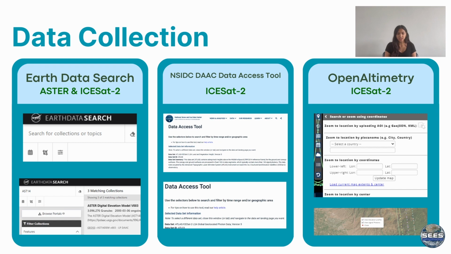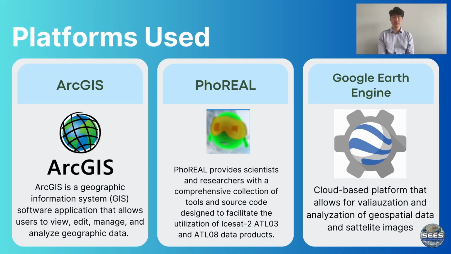We used Earthdata Search to get both ASTER and ICESat-2 data, and the Data Access tool and OpenAltimetry to get ICESat-2 ATL03 and ATL08 data products. We used three software tools to process and visualize our data: ArcGIS, PhoREAL, and Google Earth Engine. ArcGIS was used to create flood risk assessment maps through DEM data, PhoREAL was used to process the ATL03 and ATL08 data, and Google Earth Engine was used to create flood inundation maps through machine learning.